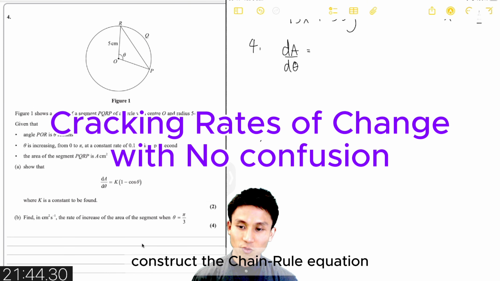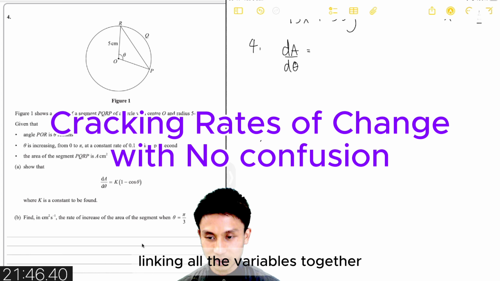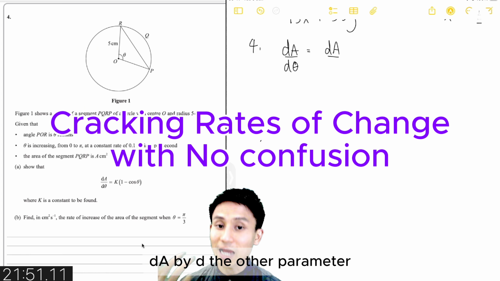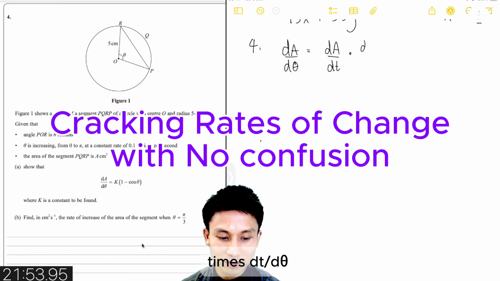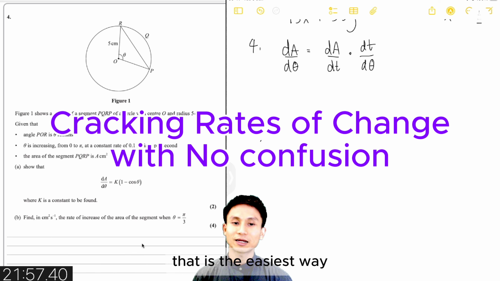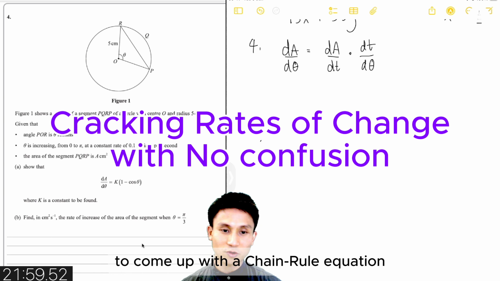Construct the chain rule equation linking all the variables together. dA by d, the other parameter, which is time, times dt by d theta. That is the easiest way to come up with a chain rule equation.